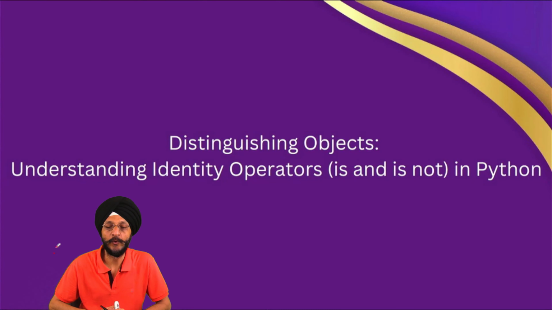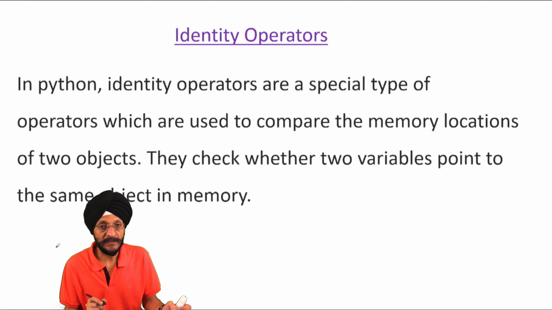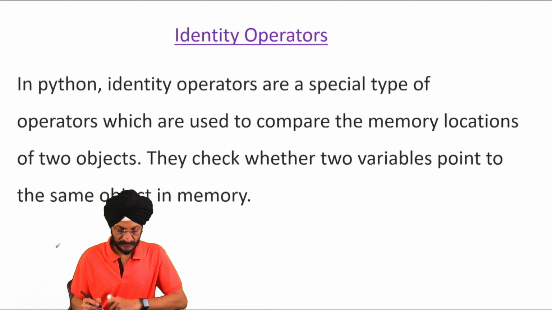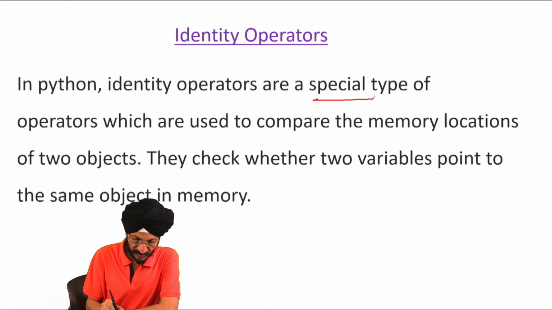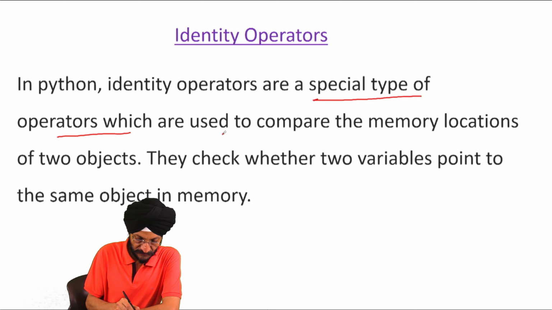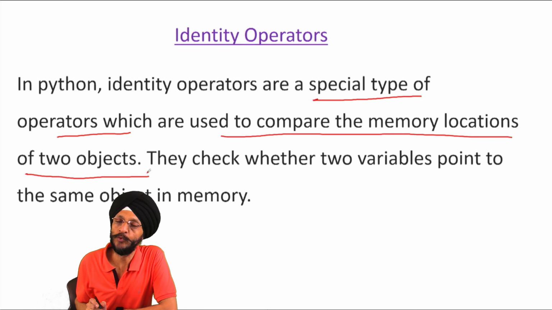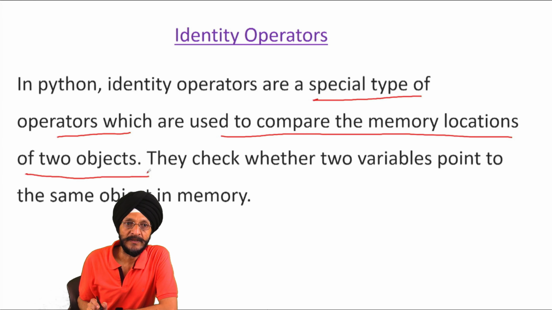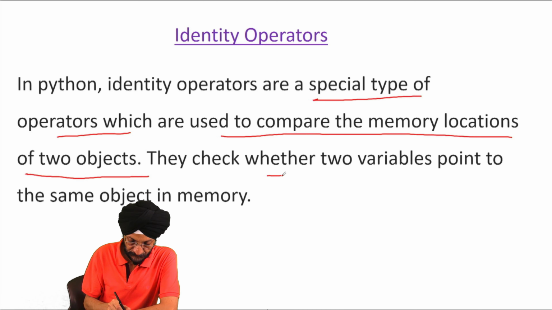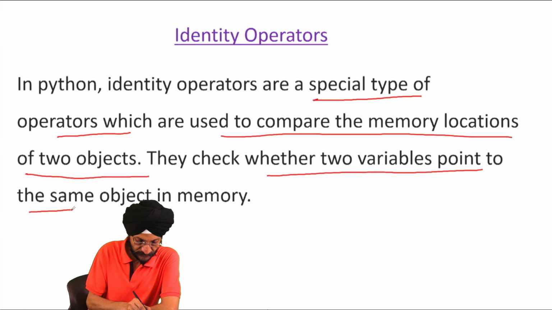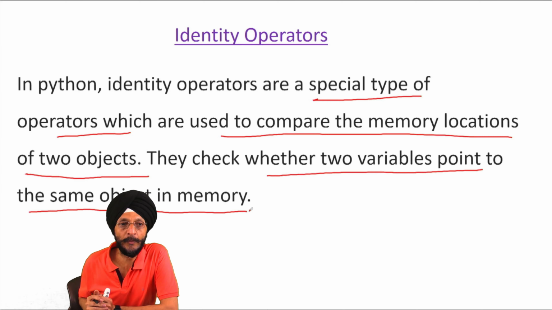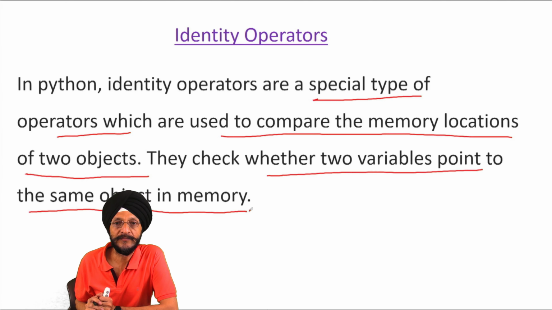Now the topic before us is distinguishing objects, understanding identity operators in Python. Identity operators in Python are a special type of operators which are used to compare the memory location of two objects. These identity operators check whether two variables point to the same object in memory.